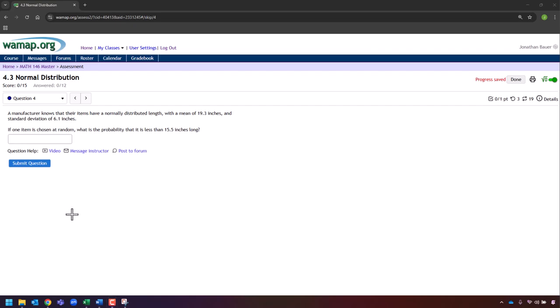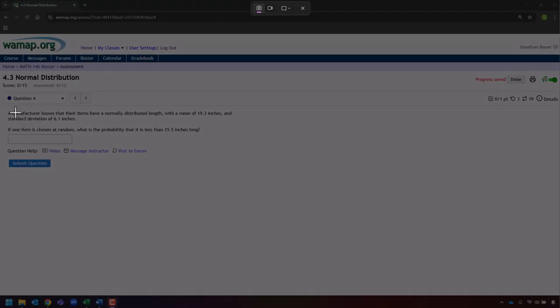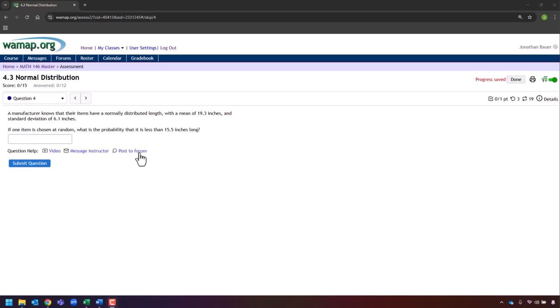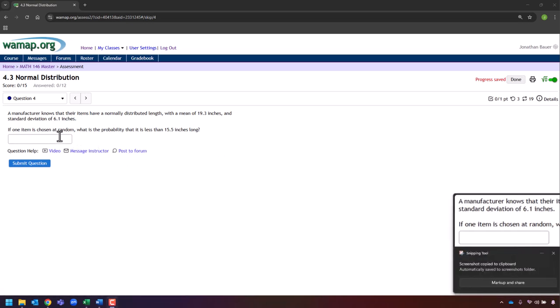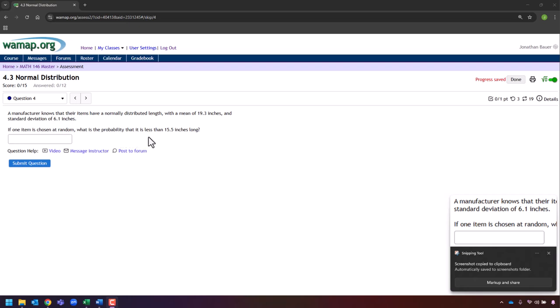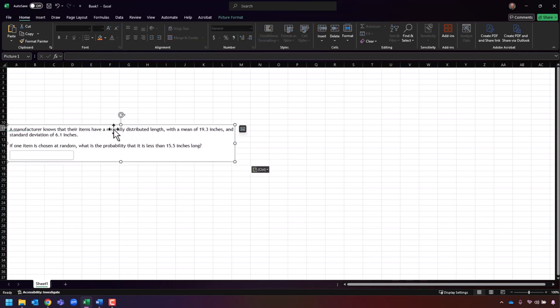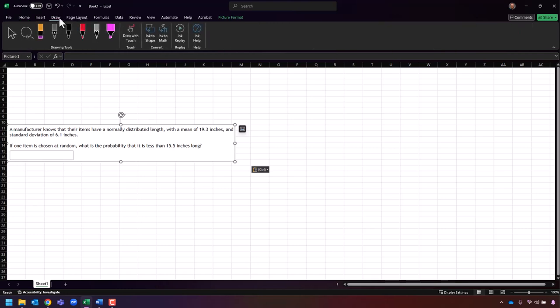A manufacturer knows that their items have a normally distributed length with a mean of 19.3 inches and a standard deviation of 6.1 inches. If one item is chosen at random, what is the probability that it is less than 15.5 inches long? So I'm going to hop over to Excel here, and I'm going to drop the question here and then do a little bit of drawing. Pictures are really important for these, and I know that we're a little bit resistant to drawing pictures, but it can really help with the understanding.